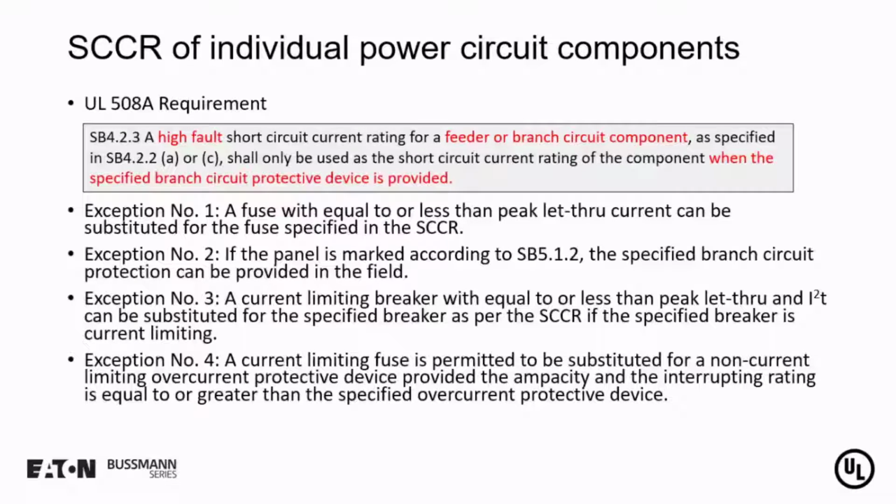A current limiting fuse can be permitted to be substituted for a non-current limiting over current protective device. That non-current limiting over current protective device would again be the one that's specified in the marking to support the short circuit current rating for the component. But you could substitute a current limiting fuse provided that fuse has the ampacity and interrupting rating such that it's equal to or greater than the specified overcurrent protective device. Both the ampacity, the continuous current rating of that current limiting fuse, and the interrupting rating have to be equal to or greater than the specified overcurrent protective device.